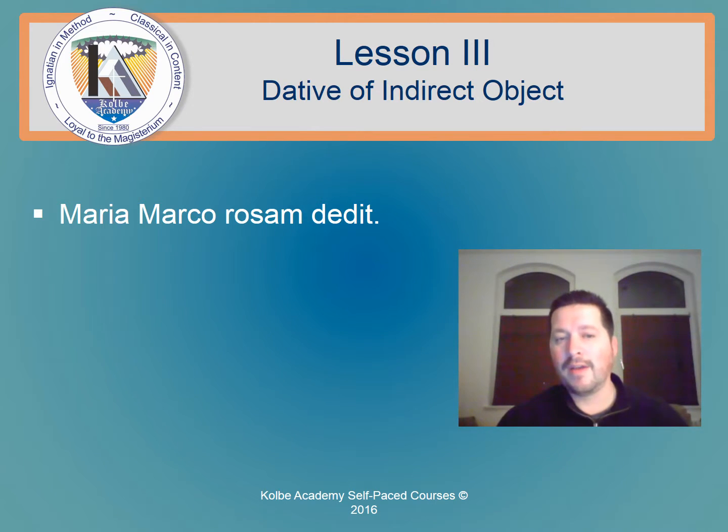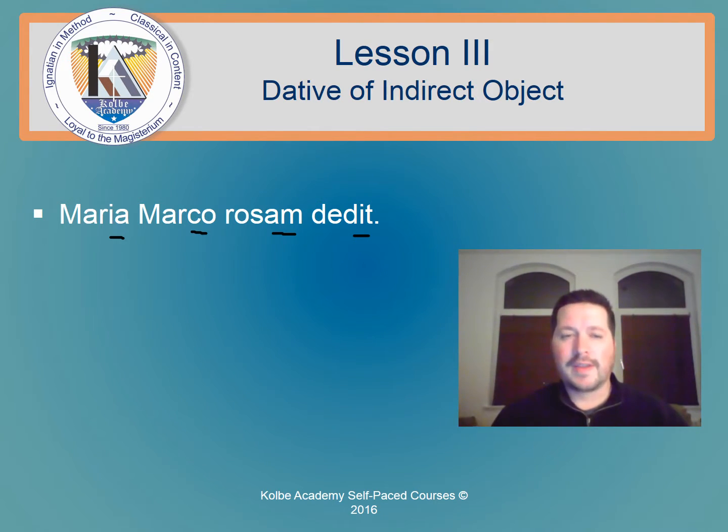So here we have Maria, Marco, Rosam, dedit. So we start with the nominative, Mary, and then we look over here at the verb, dedit, gave, and what she gave, of course, is going to be in the accusative, a rose, and then Marco, to Marcus, to Mark, I guess we could just say.